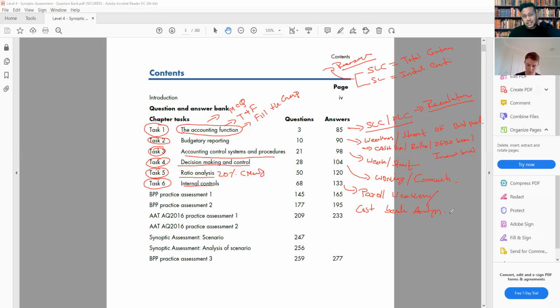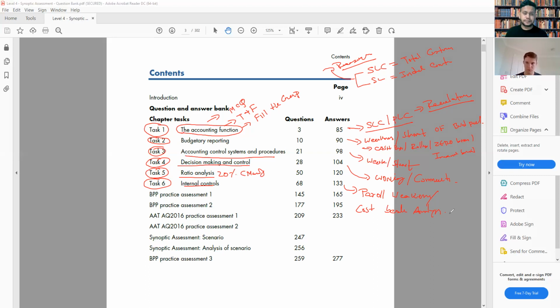Now, this question is a judgmental question. Remember, this paper will be marked partially by the computer and partially by the human. All the numbers we're going to put, or all the MCQ questions, will be marked by the computer. But anything in the writing part, the judgmental part, will be marked by the human.